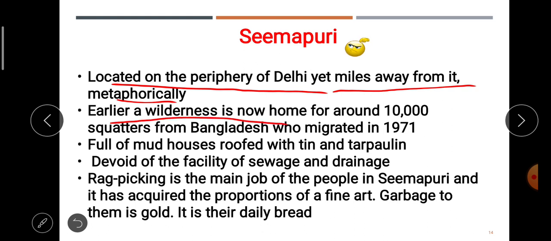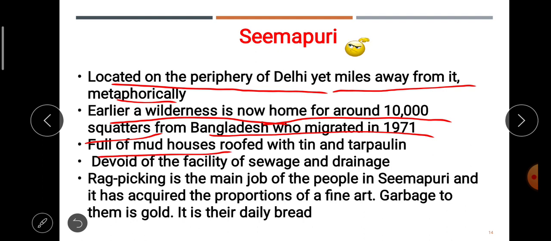Earlier, Seemapuri was a wilderness. Wilderness is a place where human population is not living. But now it has become a home for around 10,000 people. And these 10,000 people are migrants from Dhaka, Bangladesh. They are squatters, meaning they are residing on this piece of land without the legal permission of the government. And they shifted from Bangladesh in 1971.